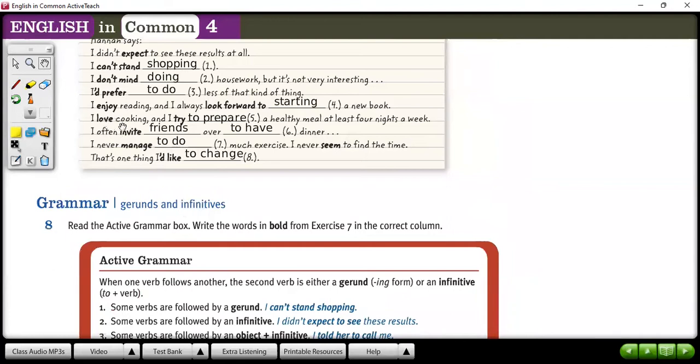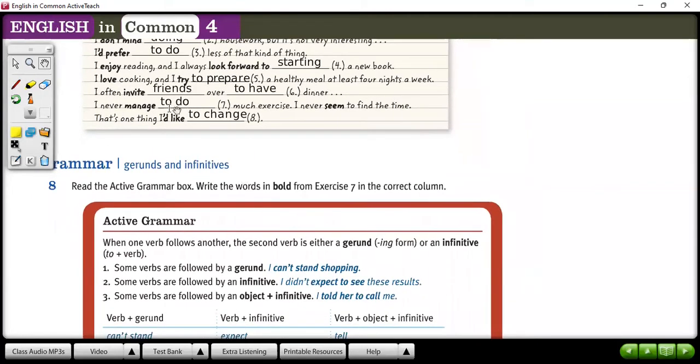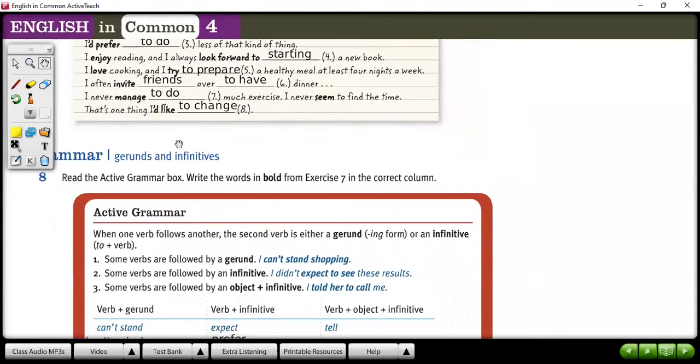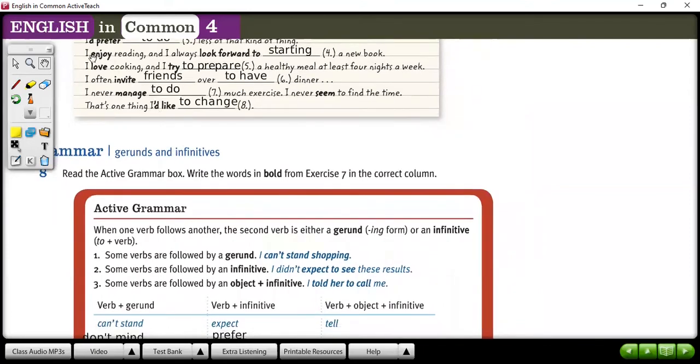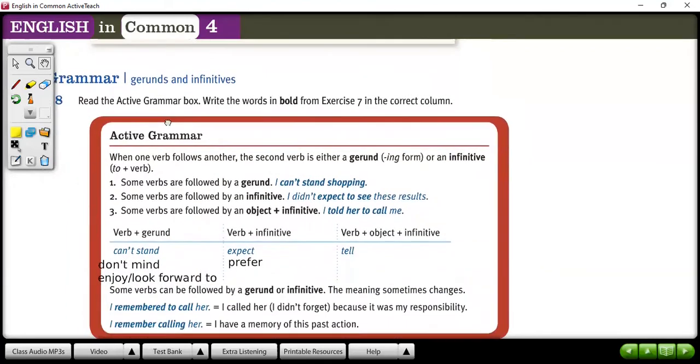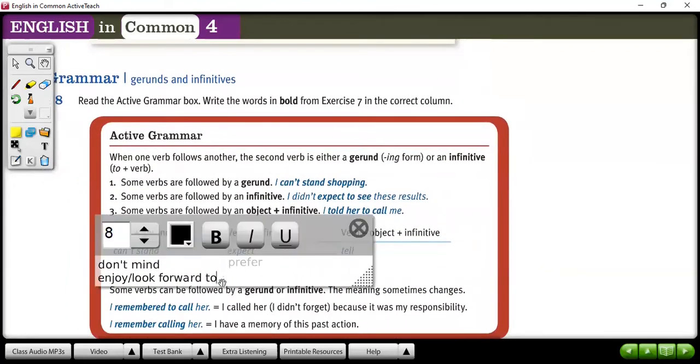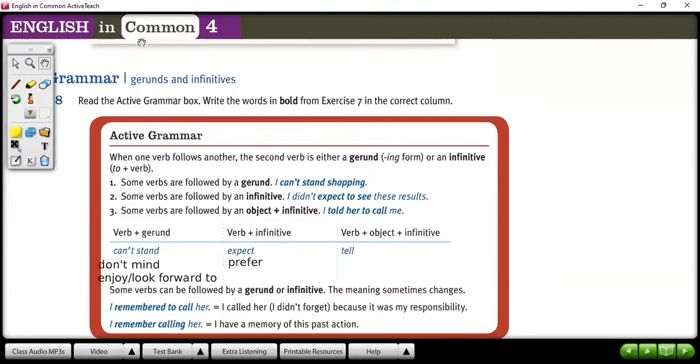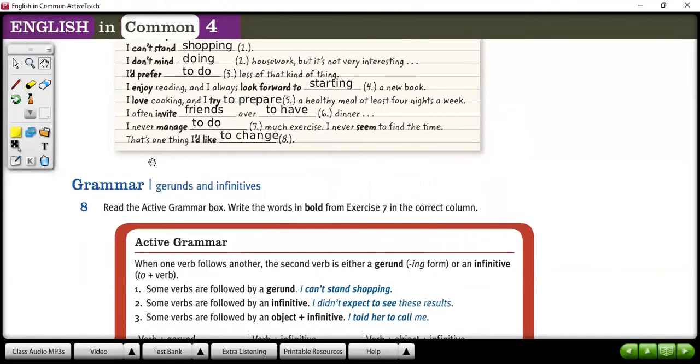Oh, the verb love. Okay, I love cooking and I try to prepare a healthy meal at least 4 nights a week. So the verb love, okay, we can use with the ing. We are gonna see that later. I can use love with the ing or with the infinitive, okay, and the meaning is the same. So I'm not gonna put it here. I don't want to confuse you here. Try.